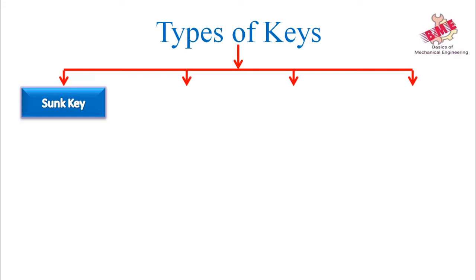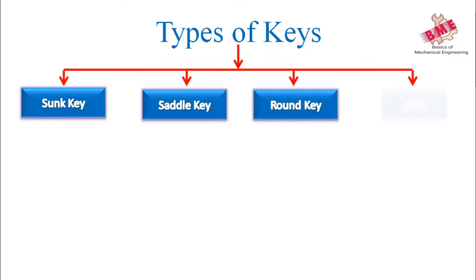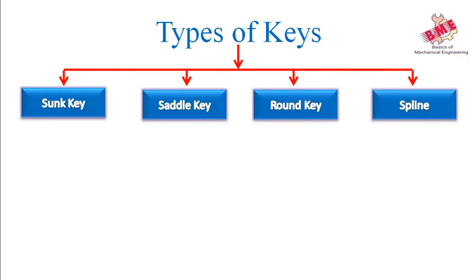Second main type of key is saddle key. Third type is round key and last one is spline. Now we will see one by one.